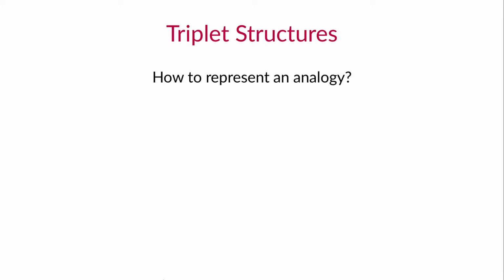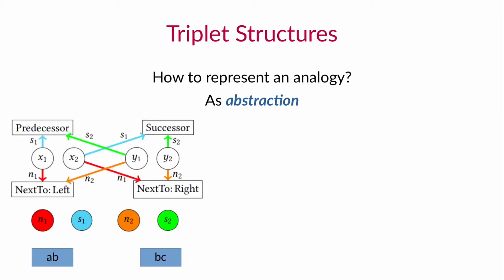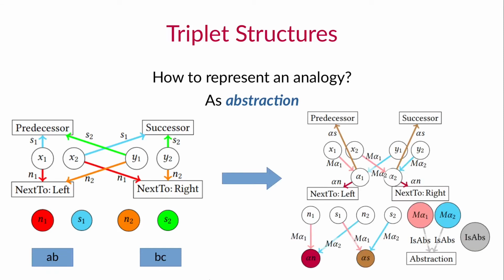We can represent analogies in triplet structures as a form of abstraction or anti-unification. On the left here, we have a triplet structure that represents 2 letter strings, AB and BC. Here, x1 is corresponding to this A, this y1 is corresponding to this B, and so forth. On the right, we show how we can represent the essential similarity between these 2 strings.